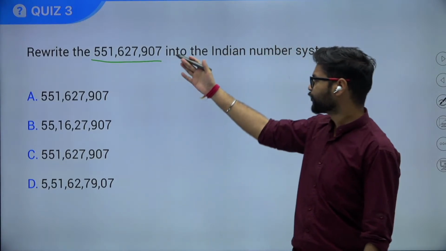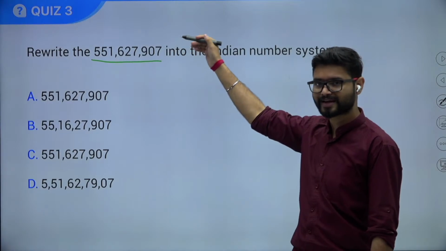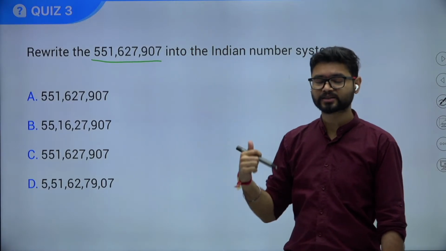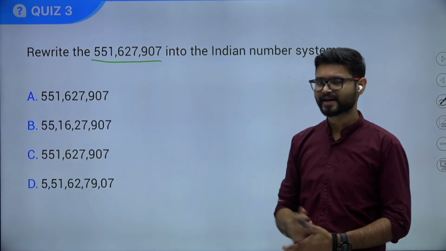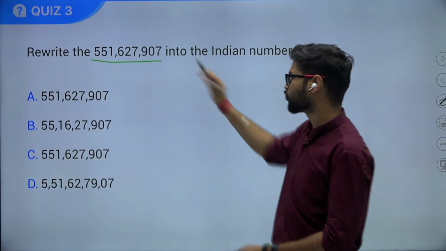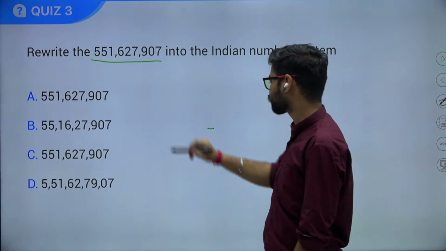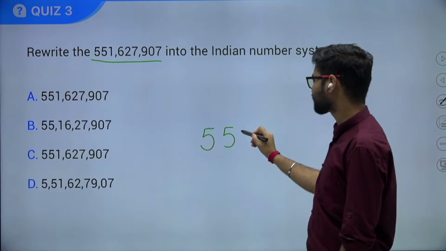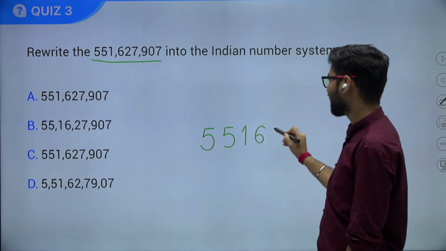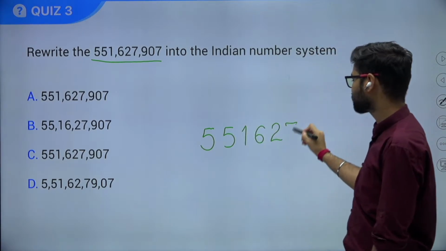Come on, have a look. Do you think he has done a right job? Has he represented the number correctly as per the Indian system? No, right? Can you correct that? Because all of us are going to agree that this is not the right way to represent a number as per the Indian system of numeration.